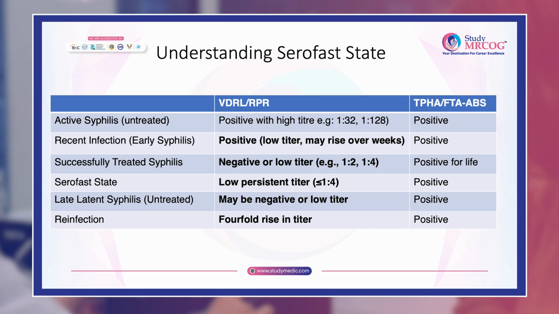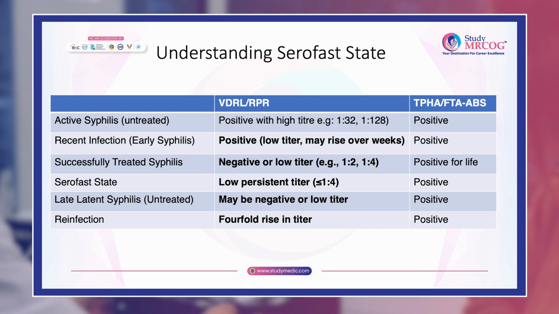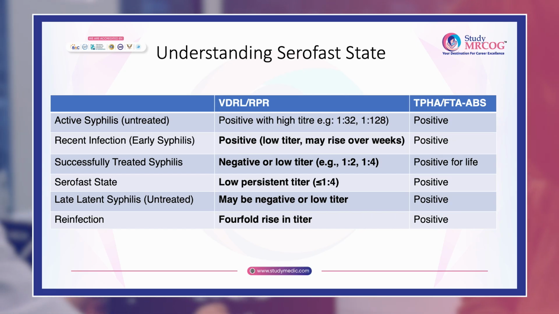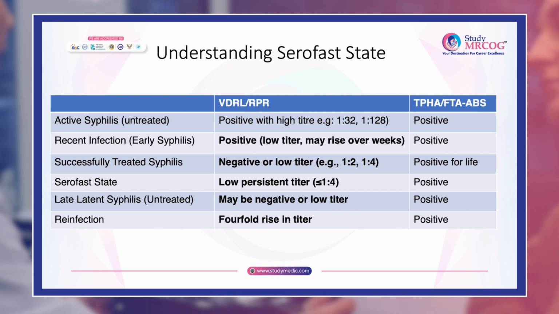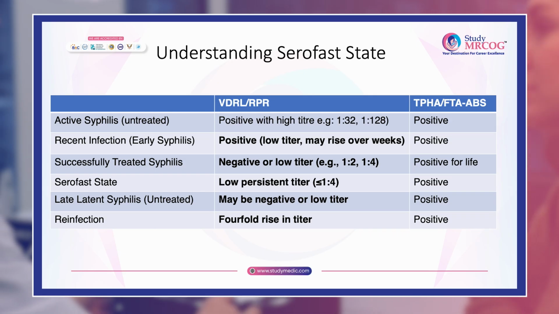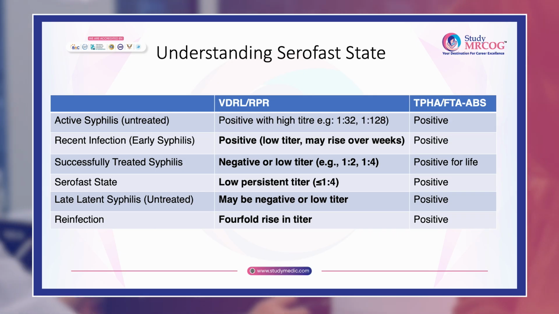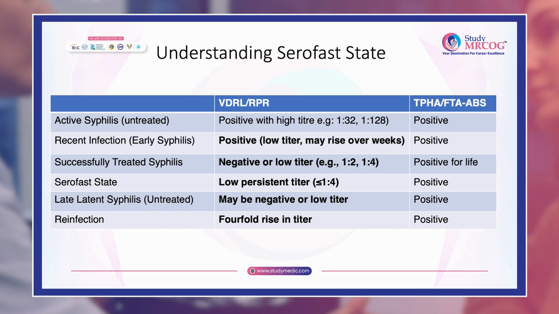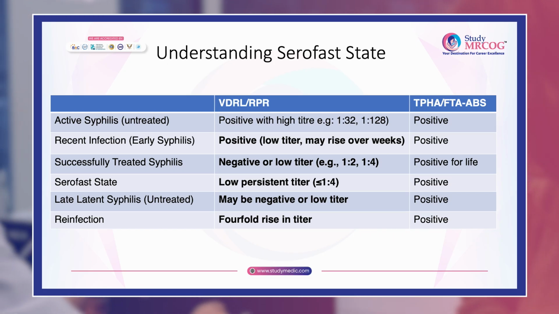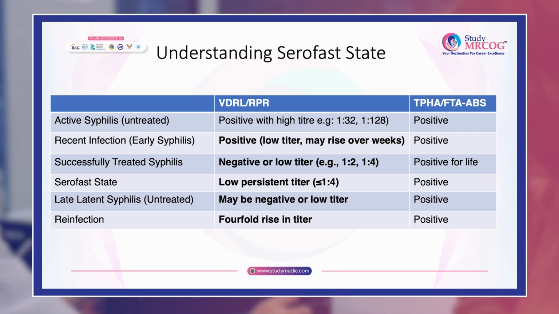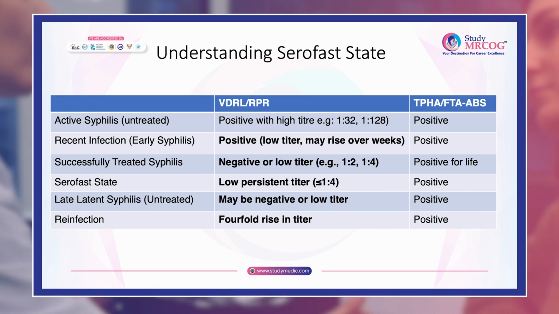Then there is the late syphilis, in which the titers of VDRL might be negative or low and the TPHA remains positive. Now there is a condition in which the VDRL levels on follow-up rise fourfold. When this fourfold rise is seen in VDRL titers, this implies that there is reinfection in the patient. So this is about the various stages of syphilis, and it is very important to understand the serofast state.